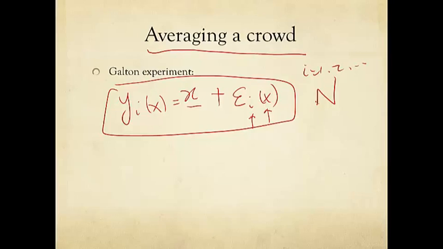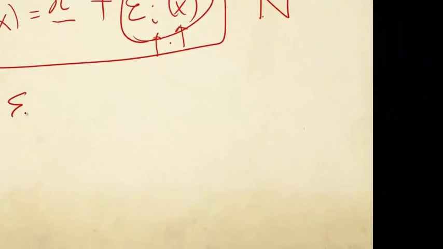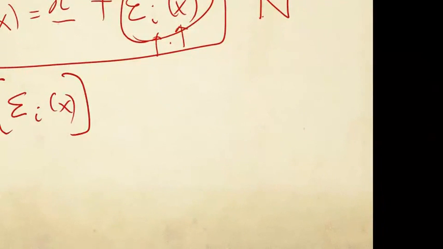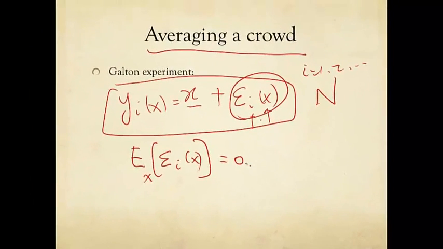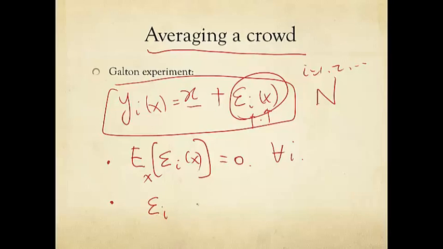And we're going to assume that these error terms are both unbiased and independent. Unbiased means that the expectation of this error term for each user i as a function of X, taken over the distribution of X, is 0. So sometimes you may overestimate, sometimes you underestimate, but you will not systematically over or underestimate. This holds for all users i. That's unbiased. Independent means that this error term only depends on i. It does not depend on any other user j.